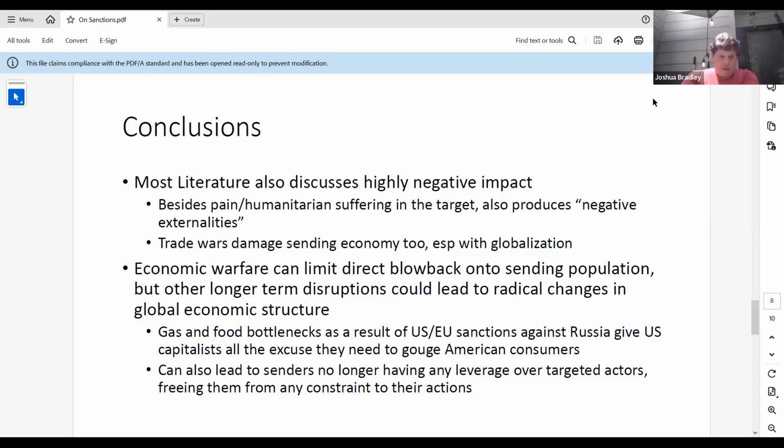And then Bill has a couple listed here. Gas and food bottlenecks as a result of EU sanctions against Russia give U.S. capitalists all the excuse they need to gouge American consumers, which we are seeing. It can also lead to the sending country no longer having any leverage over targeted actors, freeing them from any constraints on their actions, which basically means that if I have no benefit to being better, then fuck it, let's bring it on.